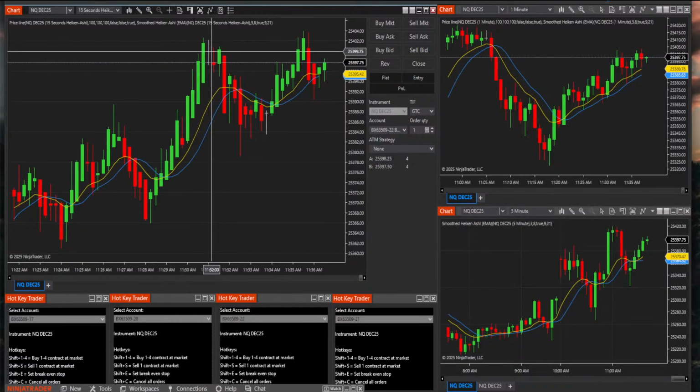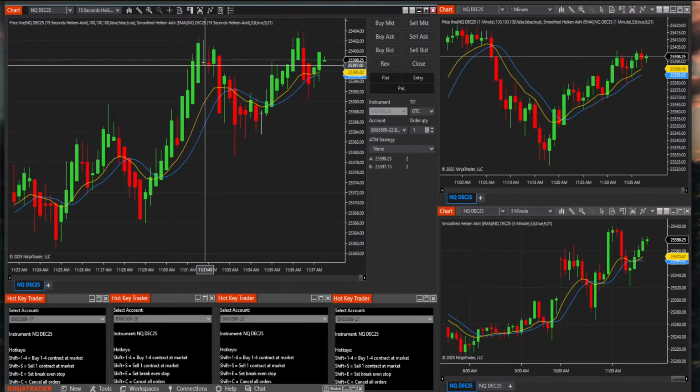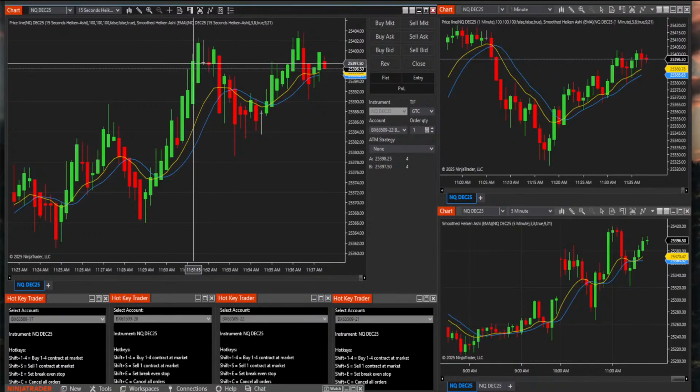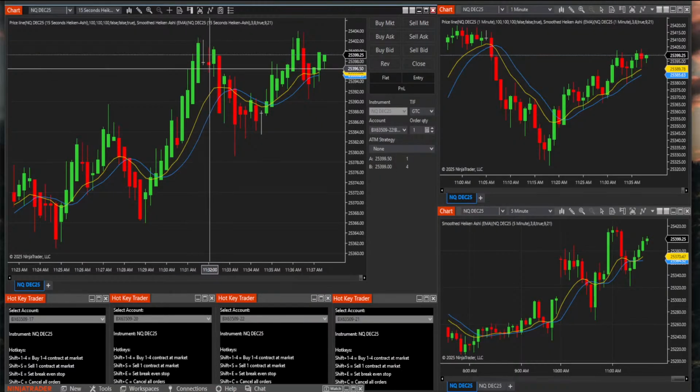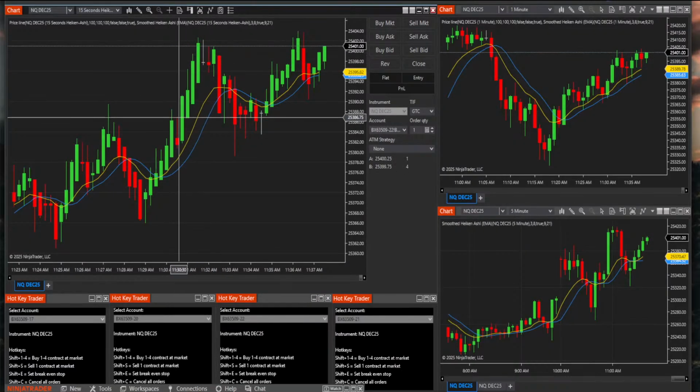You get this little gravestone doji right there. You want to sell half. Why do you want to sell half? Well, you need to pay yourself. You've already moved to a break even.